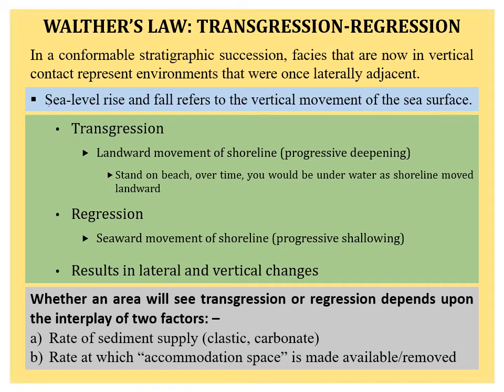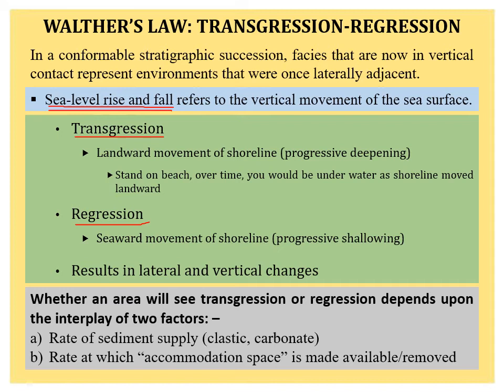One is the sea level rise and fall, which basically represents the vertical movement of the sea level with respect to a particular point, and the other is transgression and regression. Transgression means landward movement of the shoreline, that means the sea is encroaching more towards land, and the opposite is regression, that means the sea is going back from land, that means more and more land area is now exposed.